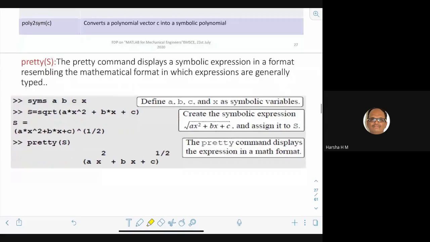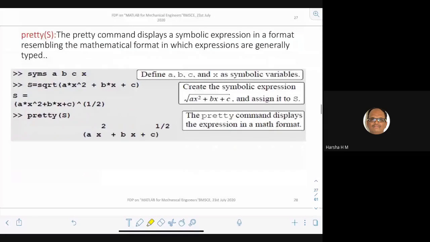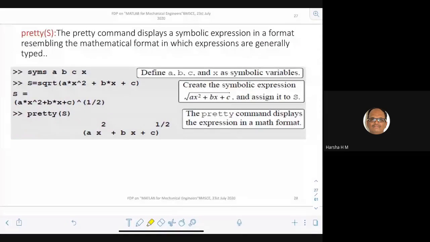If you observe this, he has created a, b, c, x as symbolic variables, and then defined s equal to the square root of ax squared plus bx plus c. When you give it like this, it will give you this output. But when you use the word pretty, remember the pretty command displays the symbolic expression in a format resembling the mathematical format in which expressions are generally typed. As a person writing, I would have written it like this. So by using the pretty command, you can write it the way we used to look at this expression. So another command is the pretty command.